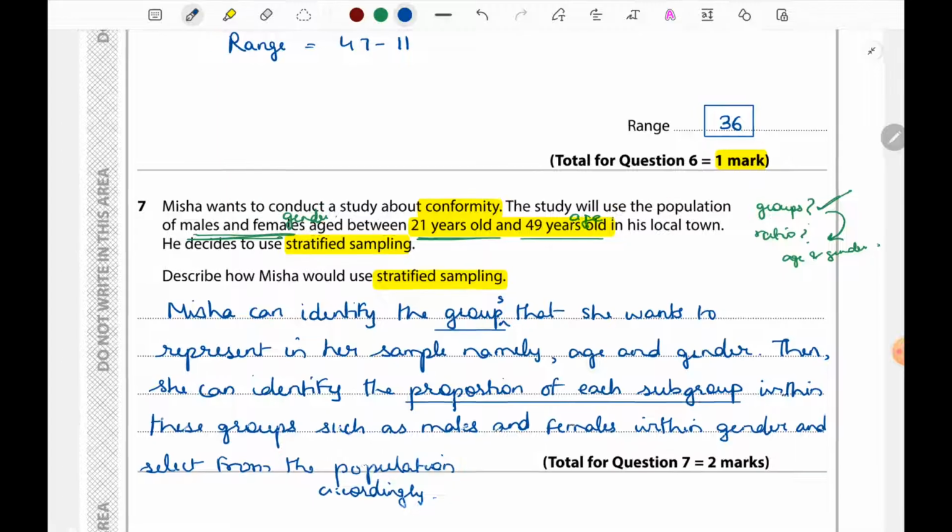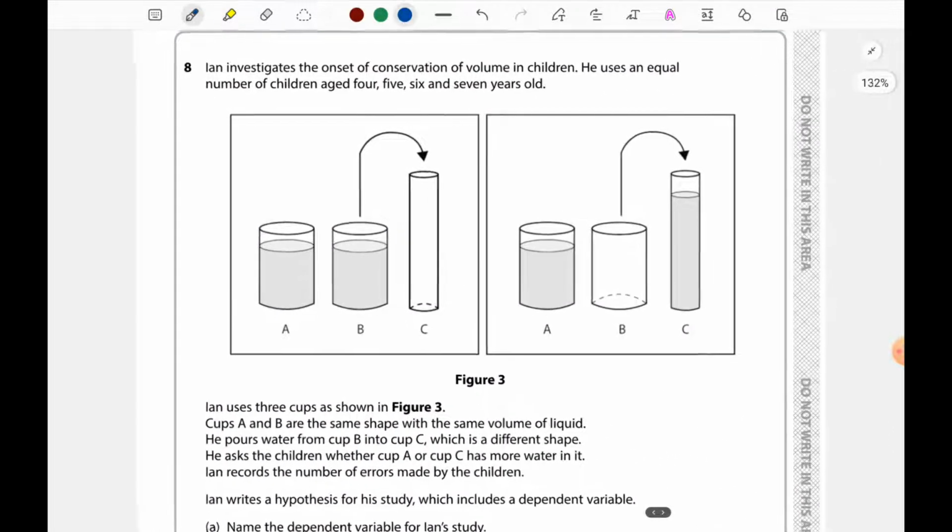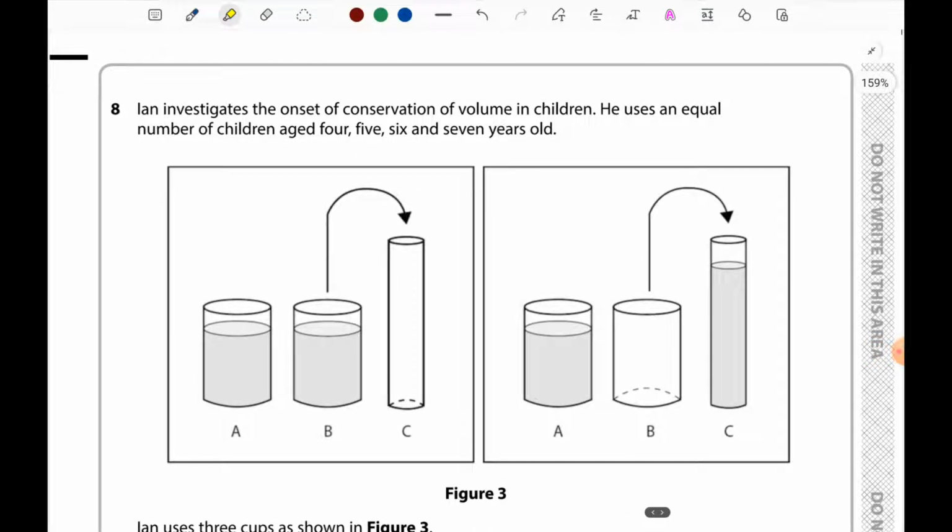Okay, let us move on to the next question. Question 8. Iron investigates the onset of conservation of volume in children. He uses an equal number of children aged 4, 5, 6, and 7 years old.